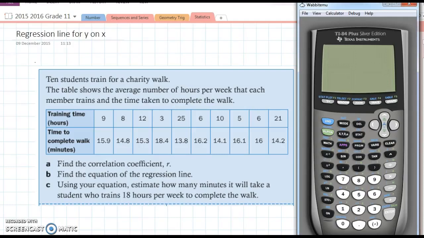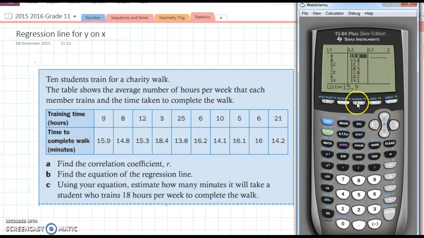We have bivariate data here. So I'm going to put the training time into one list and the time to complete the walk in the second list. As you know, you go to Stat, because we're looking at statistics, and we're going to edit our list. Now, I've already put in the numbers. So hours went in L1, and the time to walk in minutes is in L2.